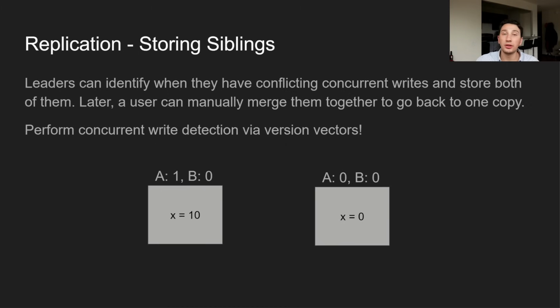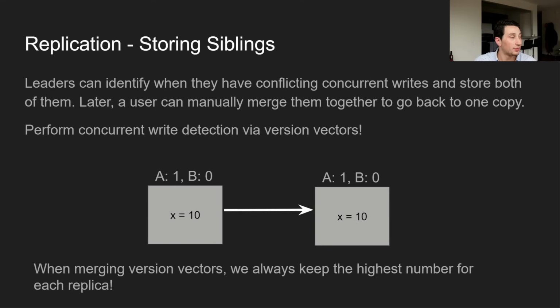So we do something called version vectors to actually determine when we have a concurrent write. A version vector is very simple. It's literally just a very small array of how many writes have been processed by each leader. This is going to allow us to determine when two writes are concurrent. The way it works is every time I write to a leader, it increments its own entry in its own version vector. So when I write x equals 10 to leader A, it bumps its version vector.